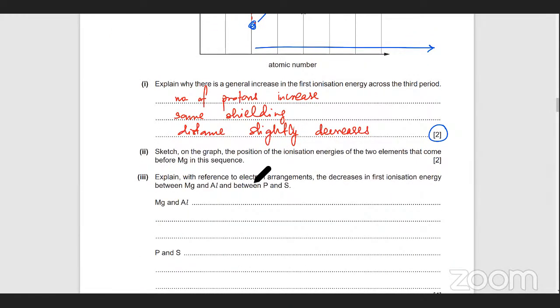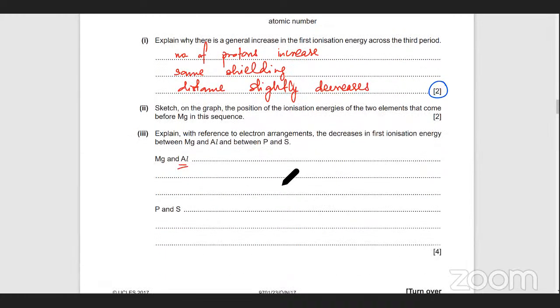अच्छा, और उसके बाद explain why there's a reference to the decrease in first ionization energy. So why is there a dip at Al? What is the explanation for that? It's a 4-mark question, 2 points. Because that electron in aluminum is actually in the p orbital, while in magnesium it is in the s orbital. ठीक है. So that's one mark.